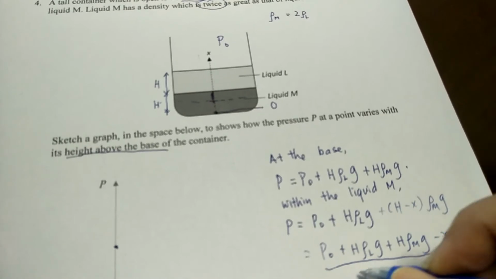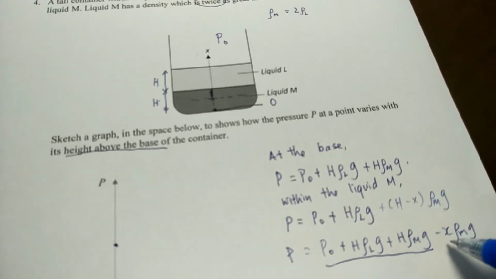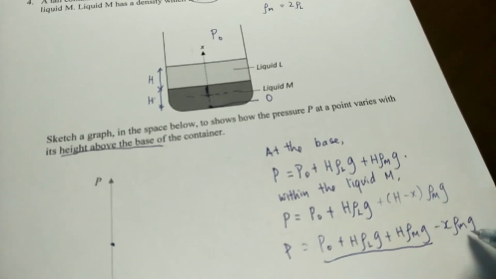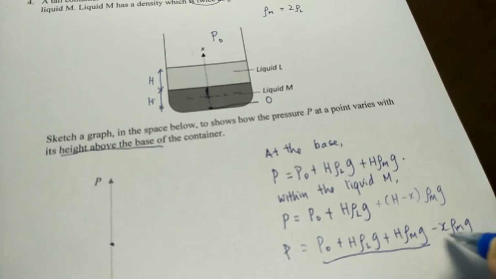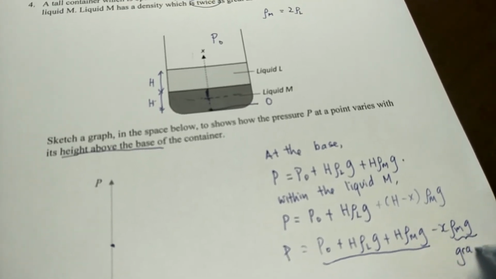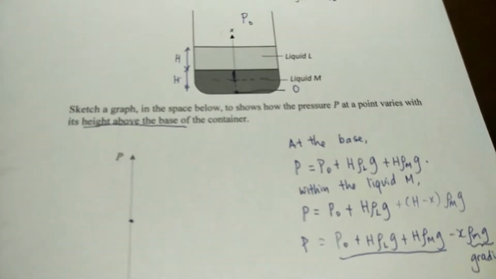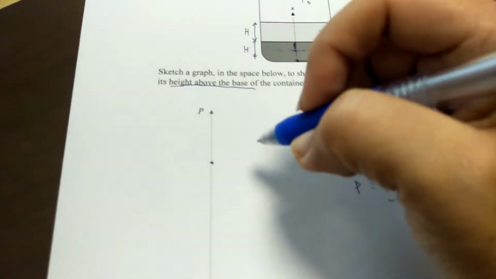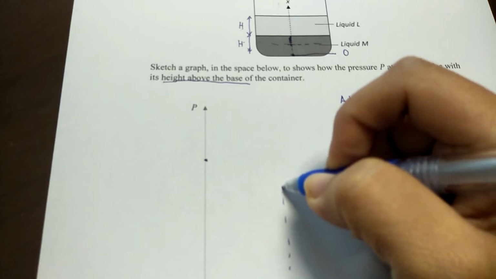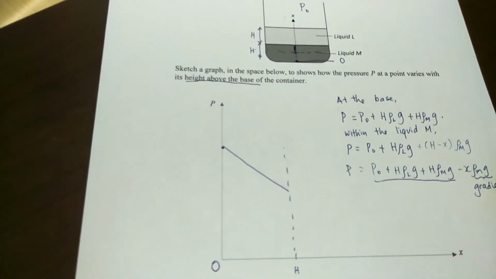If you see the first terms, they are the same as the one we have above. So that is the y-intercept. If I plot P versus x, this is the y-intercept, and the minus rho M g will be the gradient. So the gradient is a negative constant. So the graph from 0 to h will be a straight line with a negative gradient.